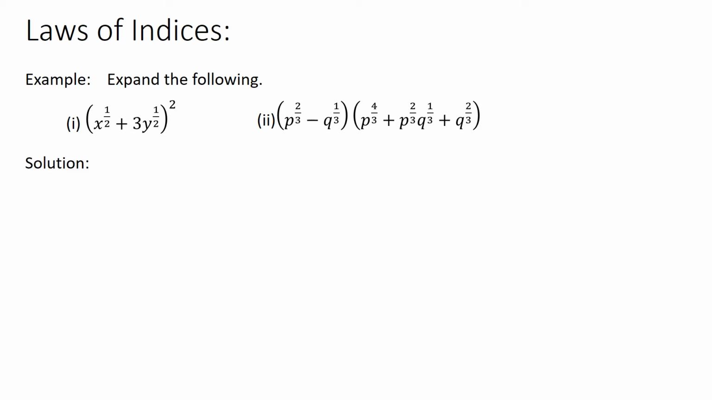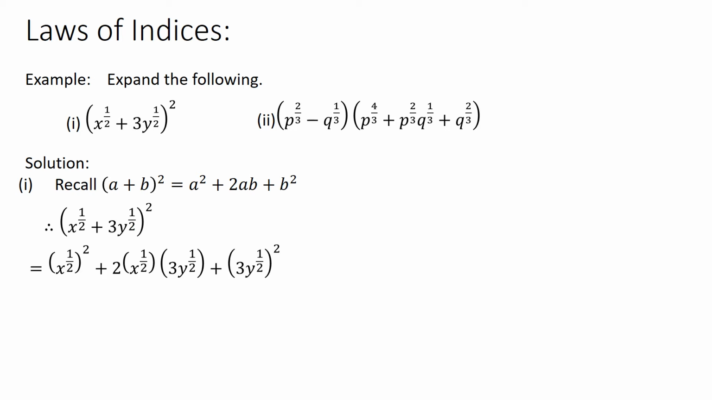So the solution is this. Recall the formula a plus b square equals a square plus 2ab plus b square. Hence, for the first expression, when we expand by applying the formula, this is what we get. And simplify, we get this. x plus 6x to the power half, y to the power of half plus 9y.